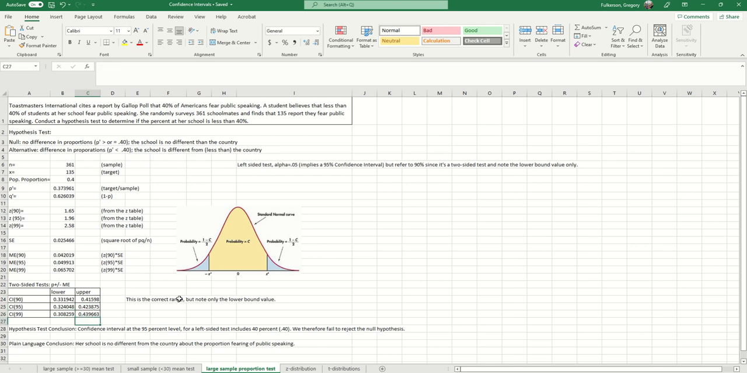So in other words, the hypothesis test, the confidence interval, specifically we're supposed to be looking at the 95% level, but even at the other levels does include 40%, so we fail to reject the null hypothesis that the school is different from the rest of the country. So that's what the plain language conclusion is. Their school is no different from the country on the proportion fearing public speaking. All right, thank you.